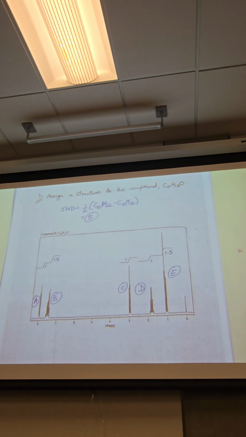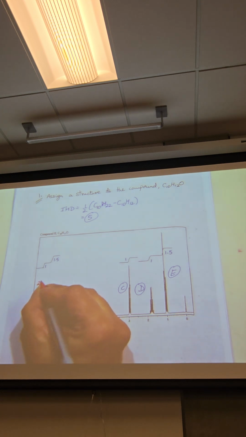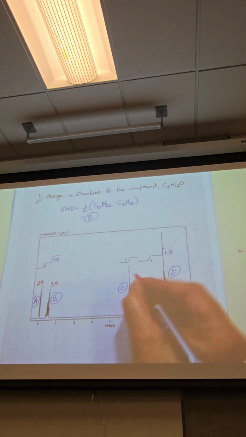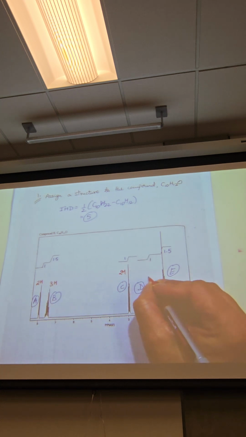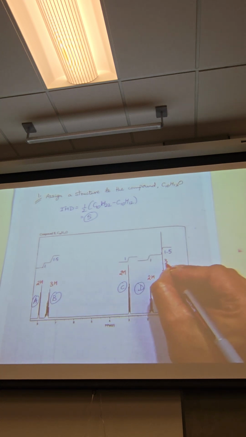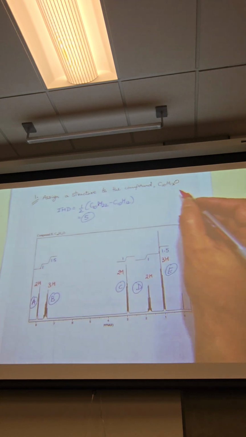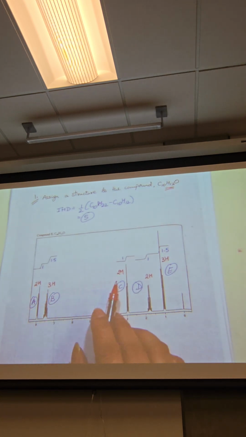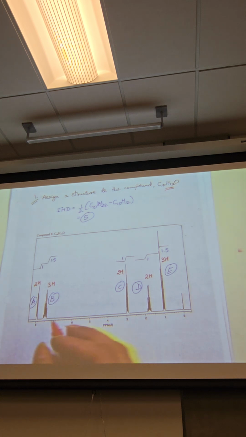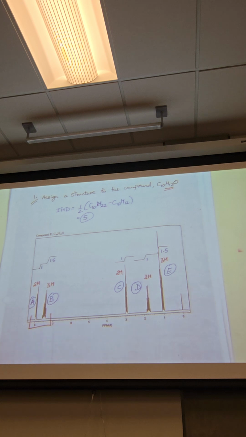2, 3, 2, 2, 3. So this is for 2 hydrogens, 3 hydrogens, 2 hydrogens, 2 hydrogens, 3 hydrogens. Make sense? What is that a total of? 12 hydrogens. Okay, cool. Can you tell me what you can conclude from these 2 signals alone?